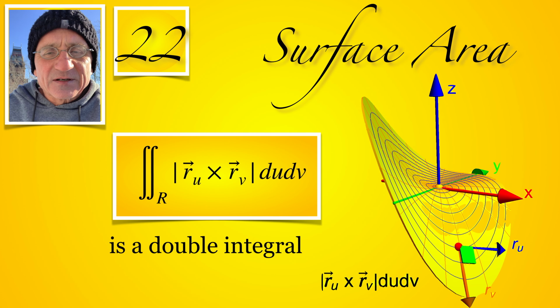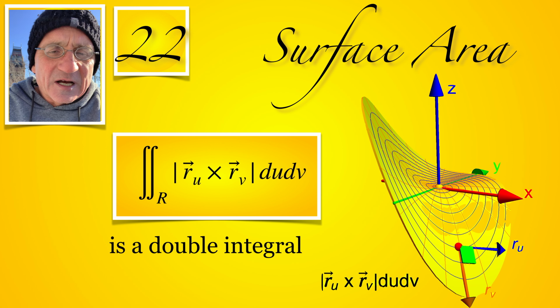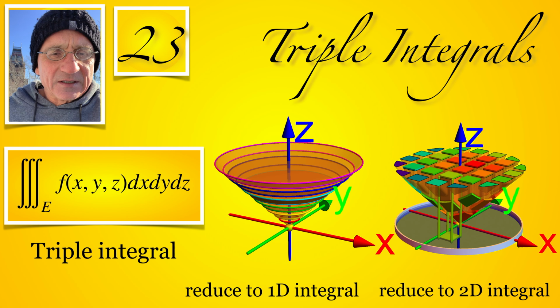The surface area of a surface integrates the length of ru cross rv over the region R. It is a double integral.